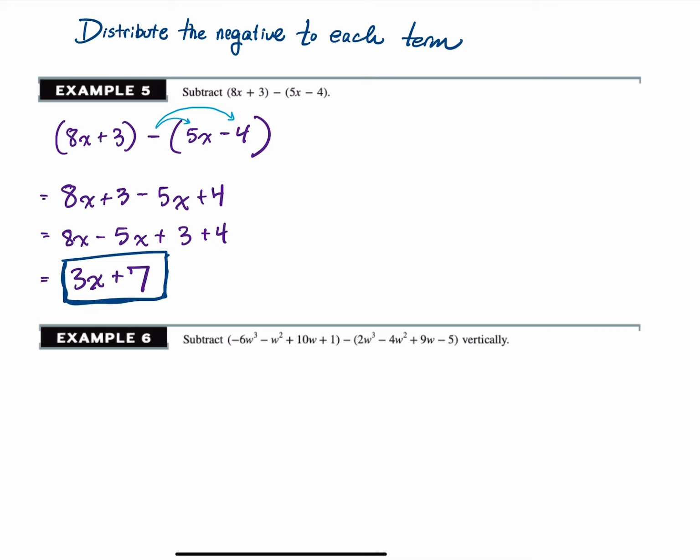So the main thing to keep in mind is that the negative distributes to every term. It's an easy mistake to make to just end up subtracting the first term and then leaving everything else as it is, but it'll end up changing all your negatives to positives and positives to negatives in the second polynomial.